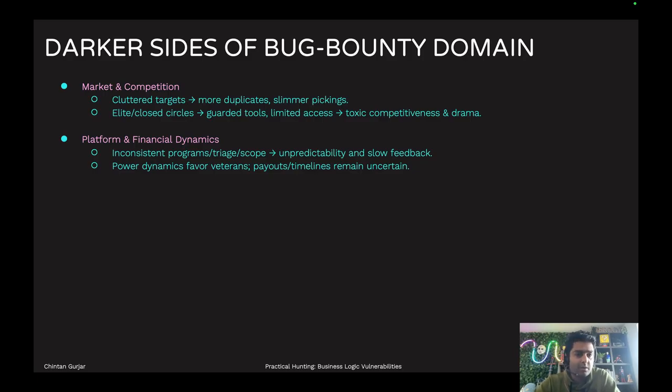So, inconsistent program triage scope, because some companies would put something on the program, and probably they are not meeting the SLAs. Probably by the time they put it out, they realize that they are getting a lot more vulnerabilities than the number they expected, and their internal team is very small, so they are not able to triage everything. So the program gets slow, their output gets slow, and there are power dynamics favoring the veterans.